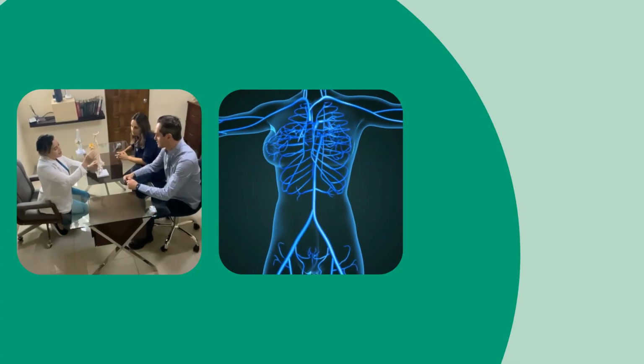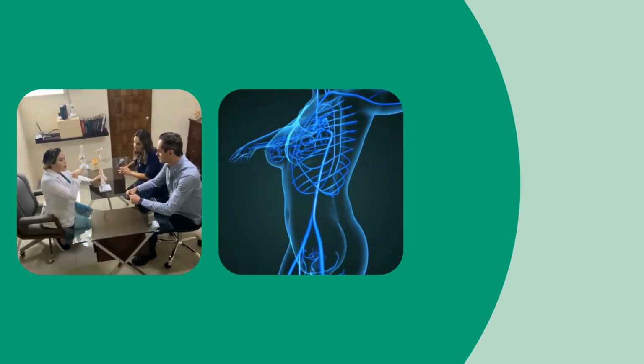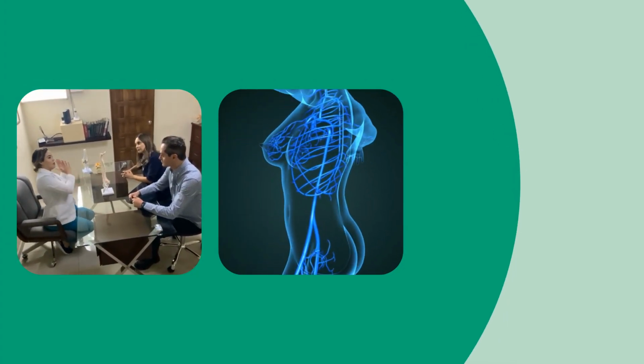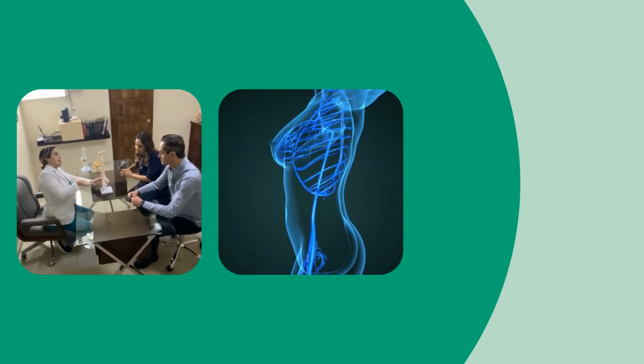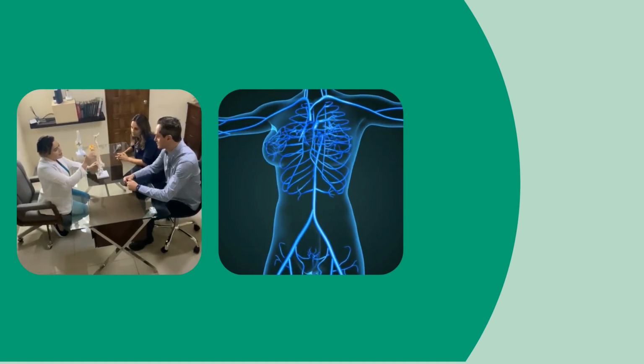Body planes are imaginary lines that divide the body into sections. The sagittal plane divides the body into left and right, the frontal plane into front and back, and the transverse plane into upper and lower sections.